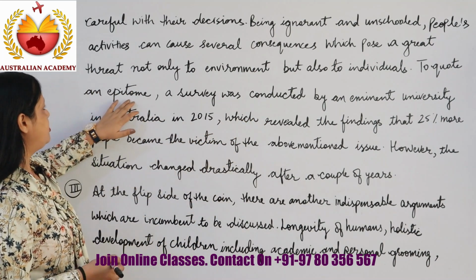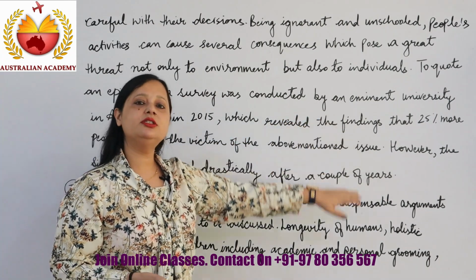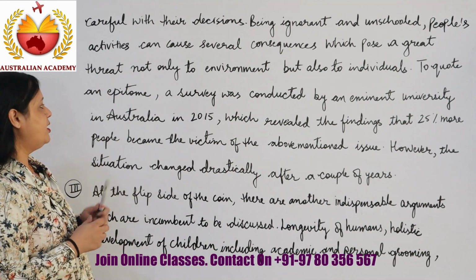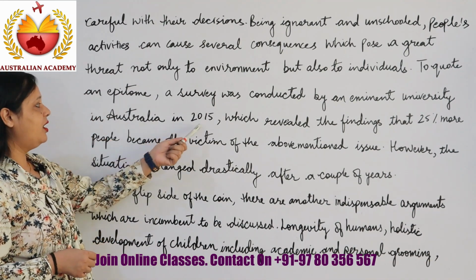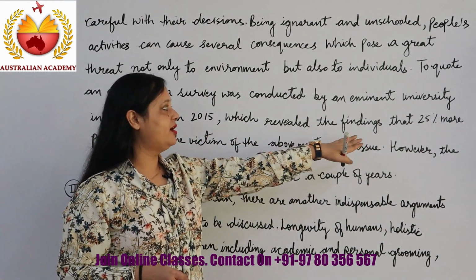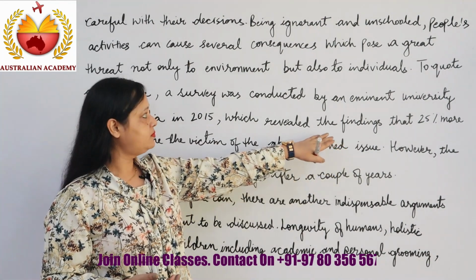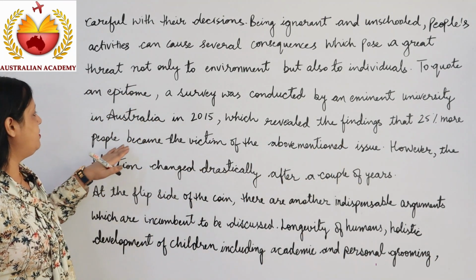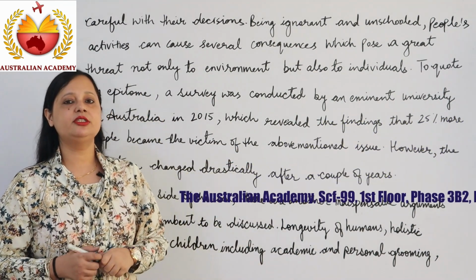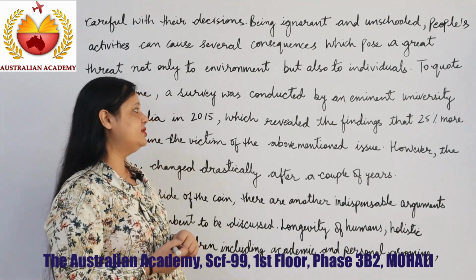To quote an epitome, for example, a survey was conducted by an eminent university. Eminent means famous. So a famous university conducted a survey. That university was in Australia and it was conducted in 2015, which revealed the findings, meaning whatever the result, whatever the outcome was for the survey, that 25% of people became the victim of the above mentioned issue. Like more than 25% of people became the victim or faced the consequences.